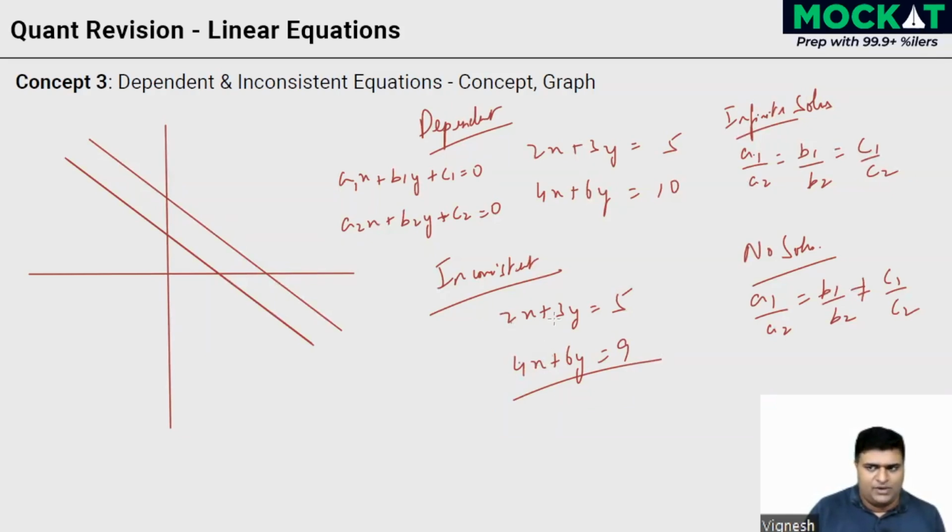2 by 4 is 1 by 2. 3 by 6 is also 1 by 2. Both of them are equal. 1 by 2 equals 1 by 2, but it's not equal to the ratio of the constants. That's 5 by 9, right? Then they're inconsistent. There are no solutions.